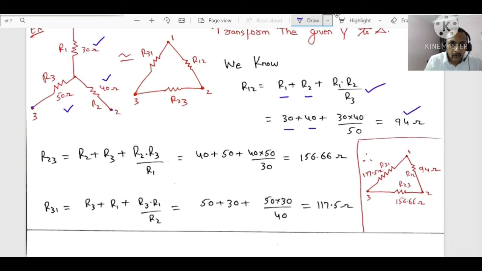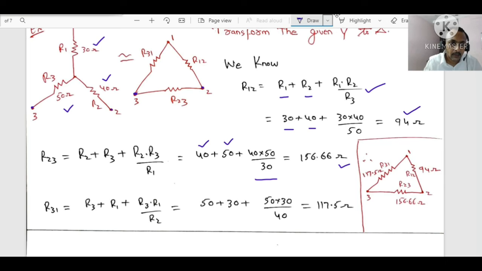Dear students, now I want to find out R23, in between the nodes 2 and 3, right? Its value will be R2 plus R3 plus R2 into R3 divided by R1. Clear? 40 plus 50 plus 40 into 50 divided by 30. We will get 156.66 ohms.